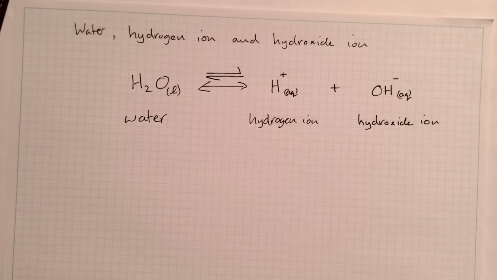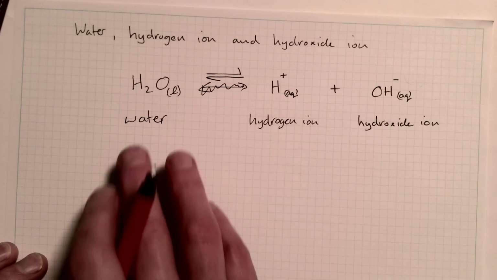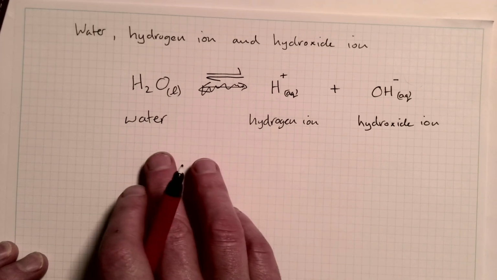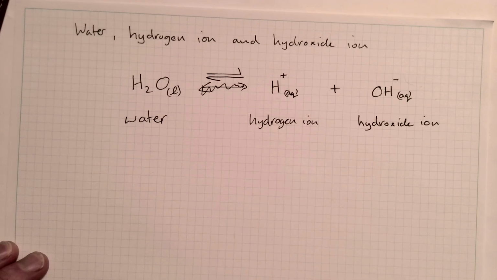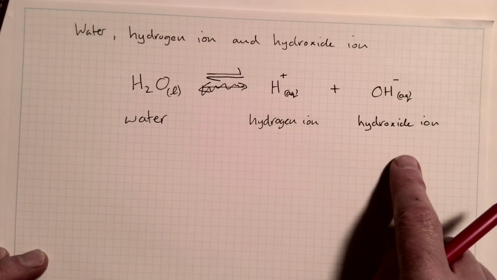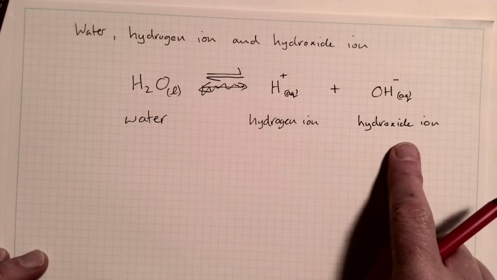Now, what's so interesting about this? What's so interesting about this is that when we talk about acids, we are talking about substances that produce hydrogen ions. Okay? Now, is water an acid? Well, you could possibly say that because it produces hydrogen ions. When we talk about bases, we talk about a substance that produces hydroxide ions.